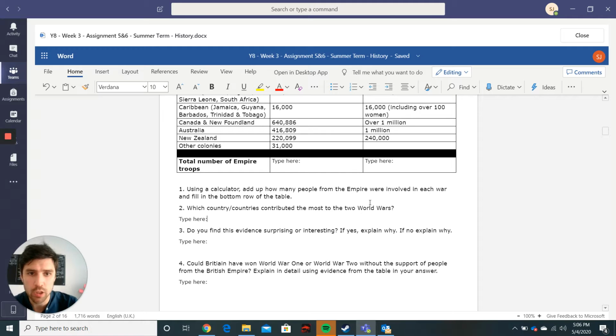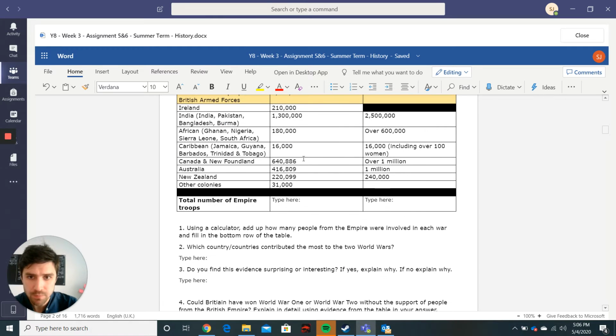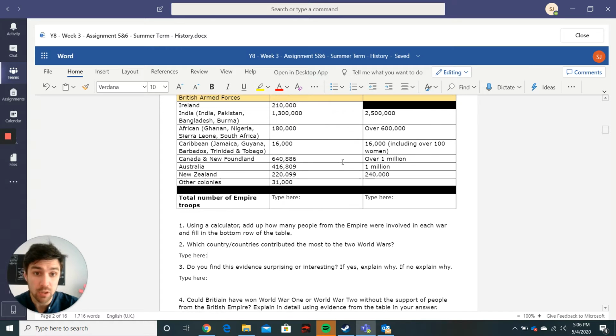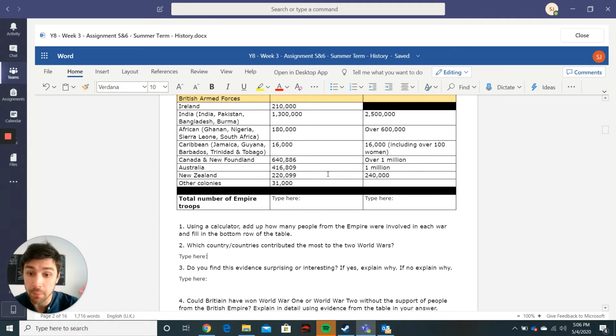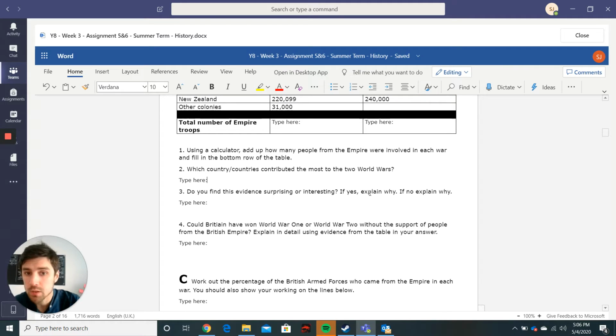Which country or countries contributed the most? Well, the country that contributed the most across the 2 world wars was India, which now obviously is India, Pakistan, Bangladesh, and Burma. But obviously, if you look at the statistics, Canada and Newfoundland and Australia also contributed huge numbers. Do you find this evidence surprising or interesting? Well, you need to answer that yourself.